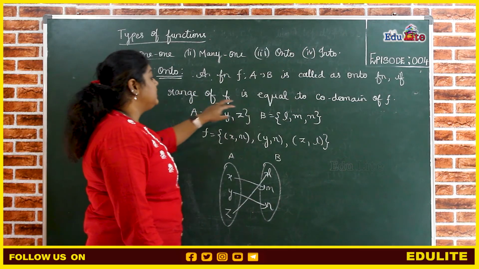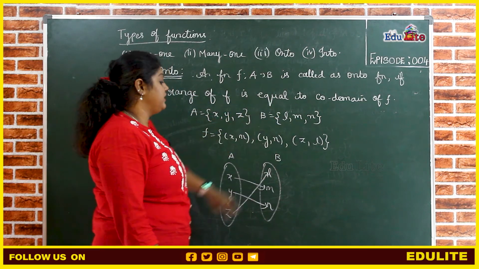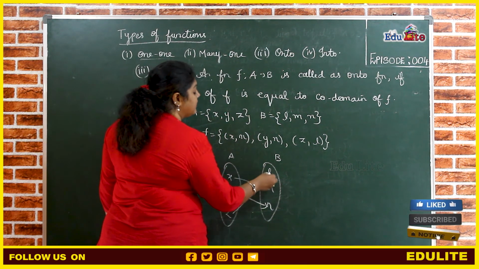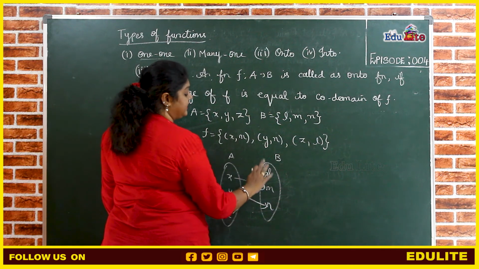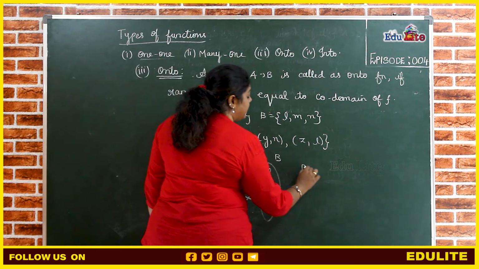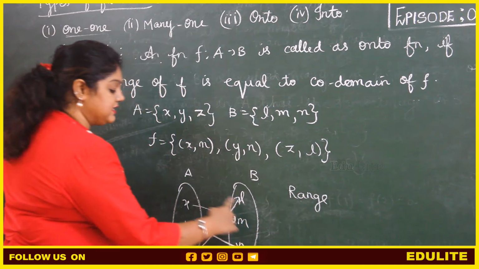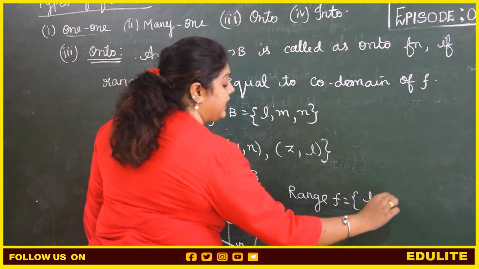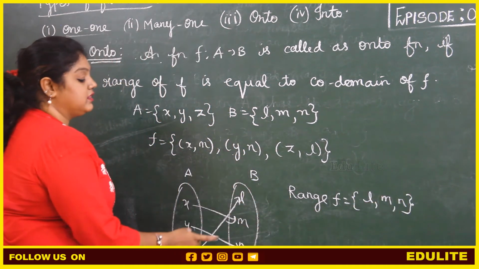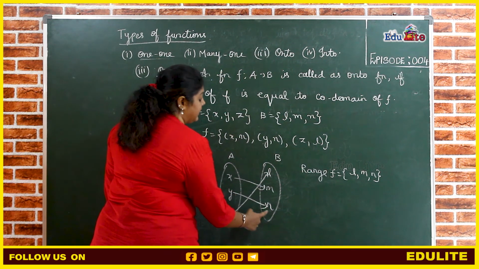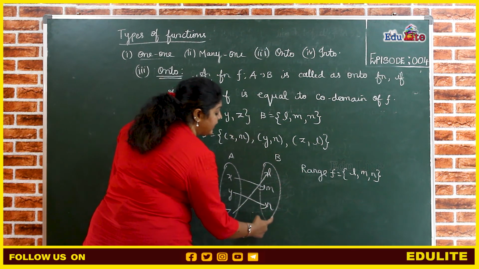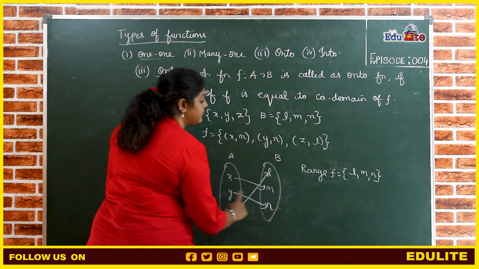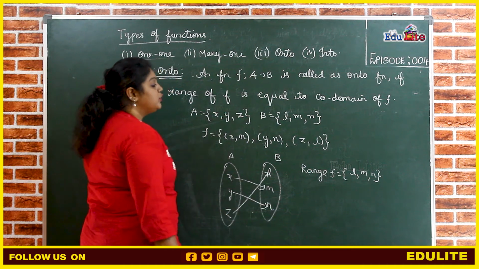According to the onto function, the range of f must be equal to the codomain of f. Codomain means the elements in the set B, we call it a codomain, and the elements which have a pre-image, we call it the range. According to this function, range f is equal to L, M, N, whereas the codomain for this function will also be L, M, N. What I mean to say is, no element in B is without a pre-image. Every element in B has a pre-image, which means it is said to be an onto function.